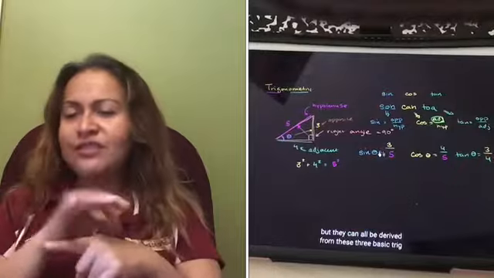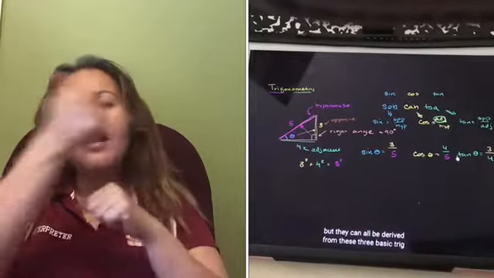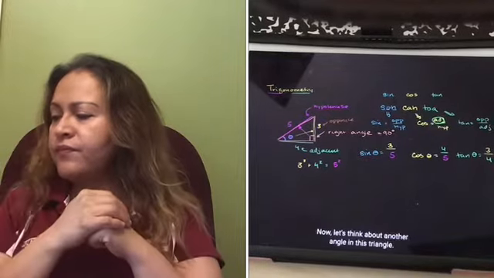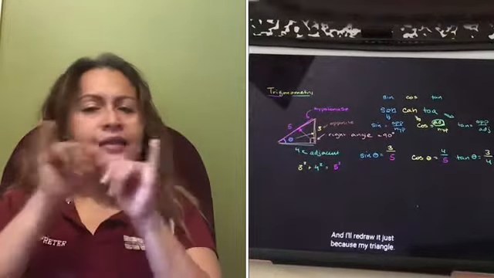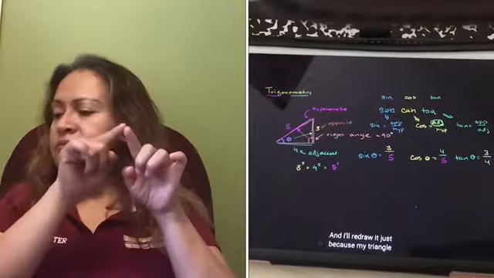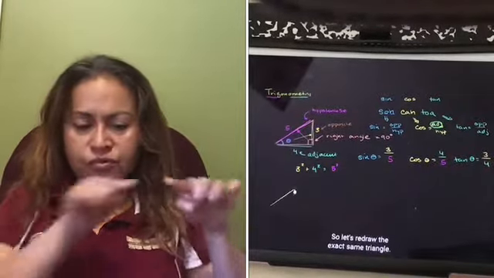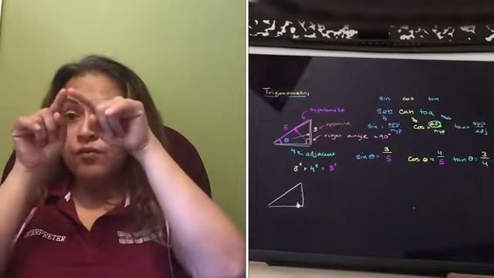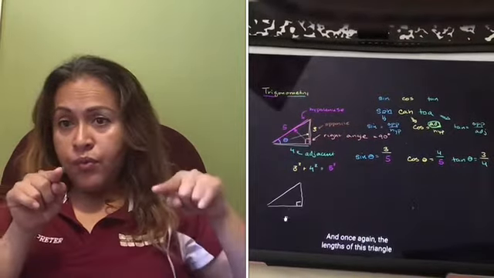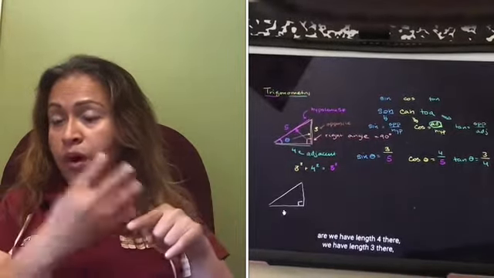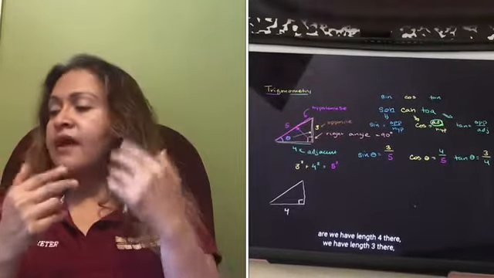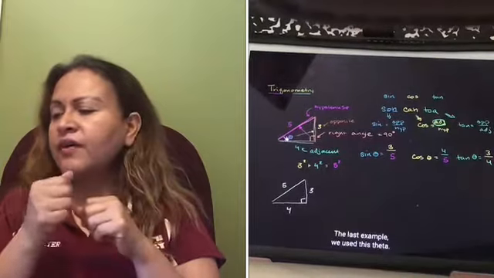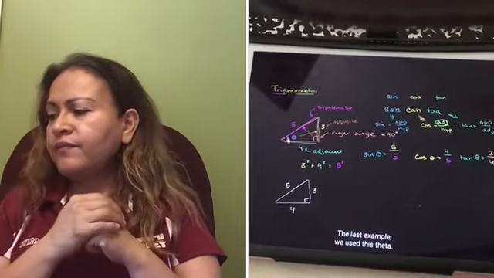Now, let's think about another angle in this triangle, and I'll redraw it just because my triangle is getting a little bit messy. So let's redraw the exact same triangle. And once again, the lengths of this triangle are, we have a length 4 there, we have length 3 there, we have length 5 there. The last example, we used this theta, but let's do another angle up here.